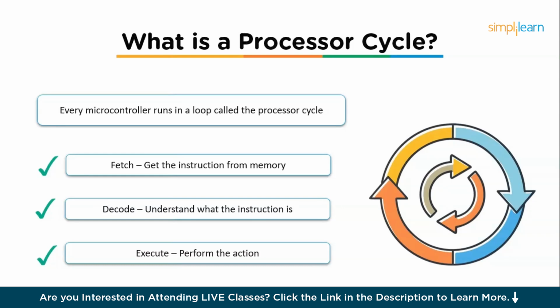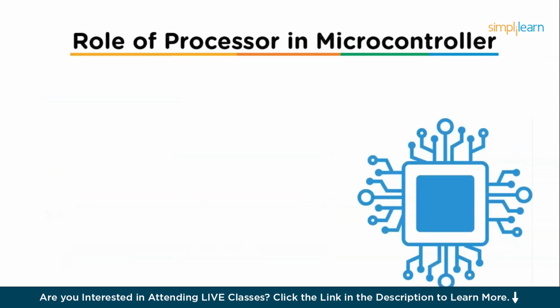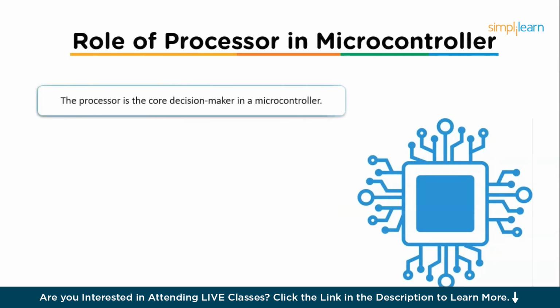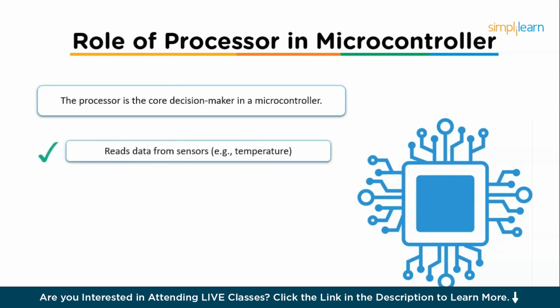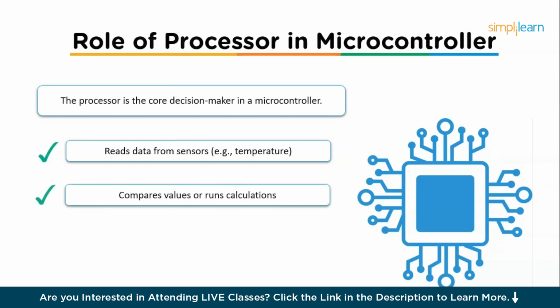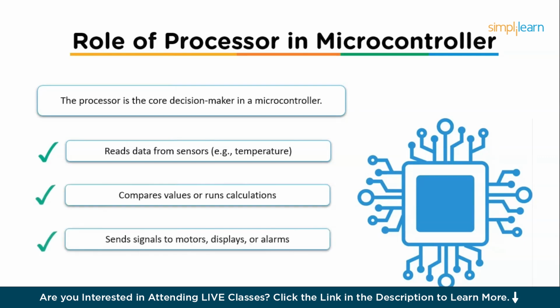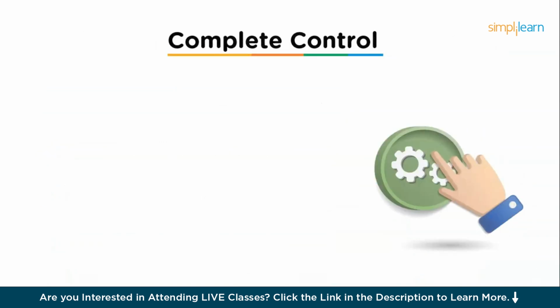So the real world analogy, we have the processor cycle. Then we have the role of the processor in a microcontroller. The processor is the core decision maker in a microcontroller. It does things like read data from the sensors, for example temperature. Then it compares the values or runs calculations. Then it sends signals to the motors, displays or alarms, and then it stores the important data or settings in memory. Think of it like the brain of the system, deciding what to do, when to do it, and how to react to the environment. So let's now move on to see the processor having complete control.